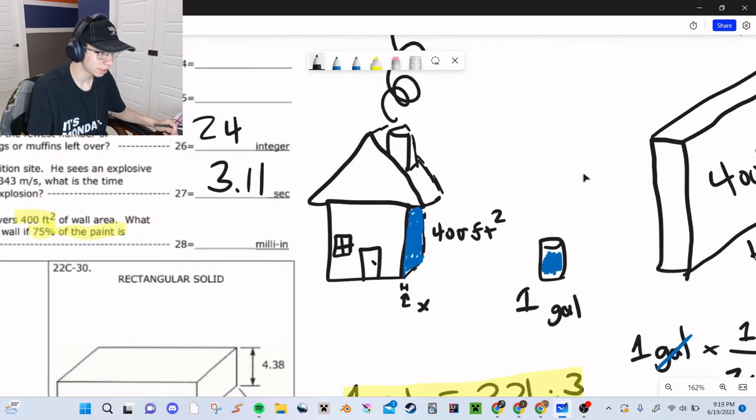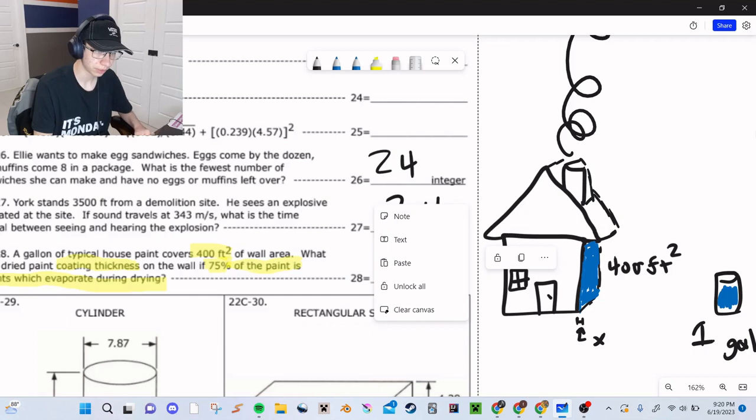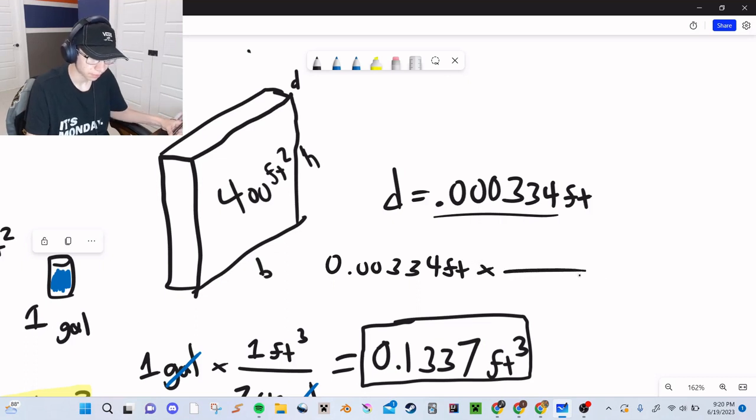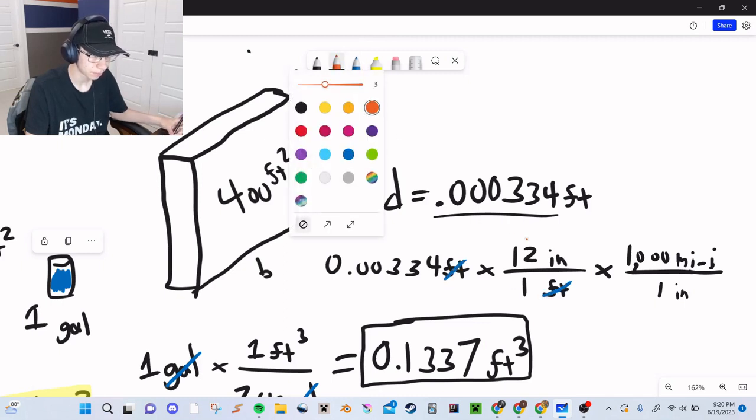But we wanted our answer in milli-inches. And there's still this last fact about 75% of the paint being evaporated when drying. So first, let's change this length in feet to milli-inches. I have this many feet. And for every foot I have 12 inches. And there's 1,000 milli-inches in 1 inch, so I'll write it like this. That's milli-inch per 1 inch. So these units cancel out.